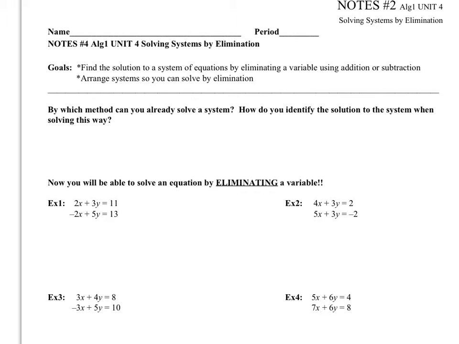In this section, we're solving systems of equations using a new method called elimination. We're going to try to eliminate a variable using addition, subtraction, and sometimes multiplication. There are also times we'll have to arrange systems so we can solve by elimination.